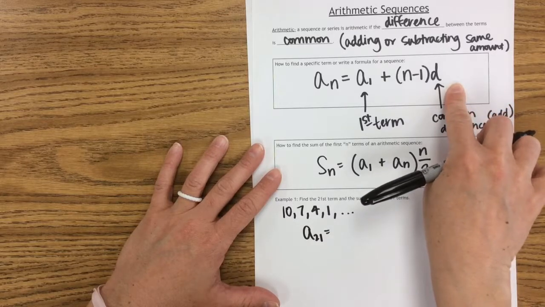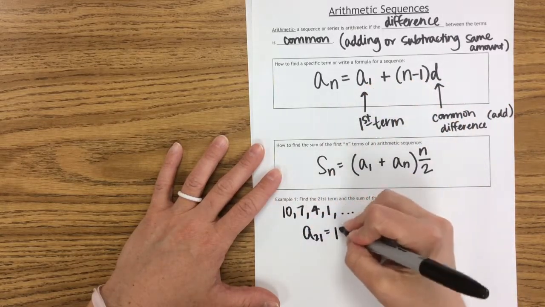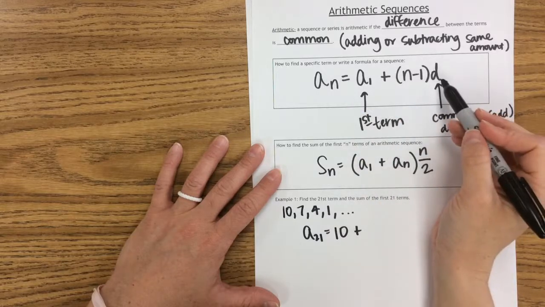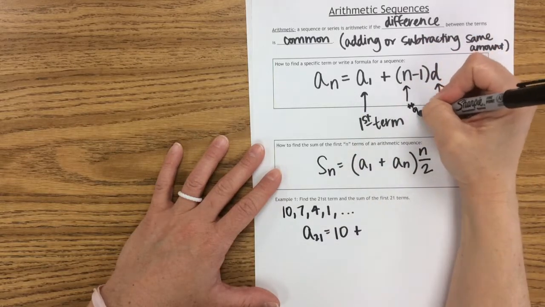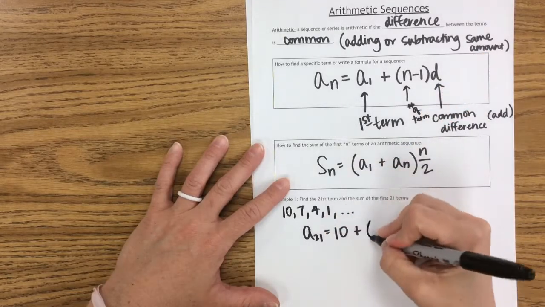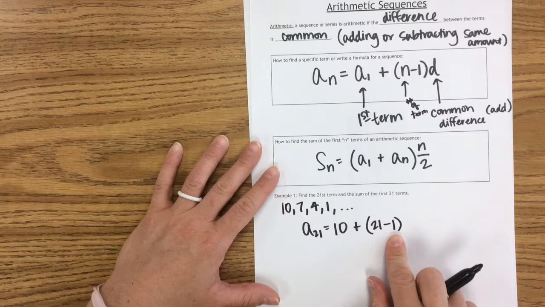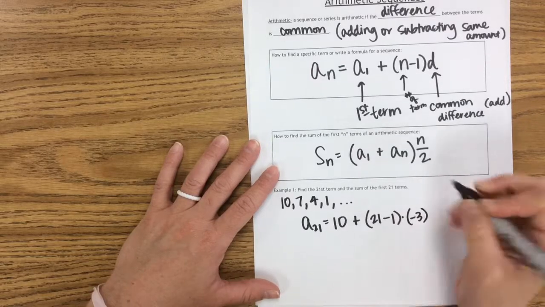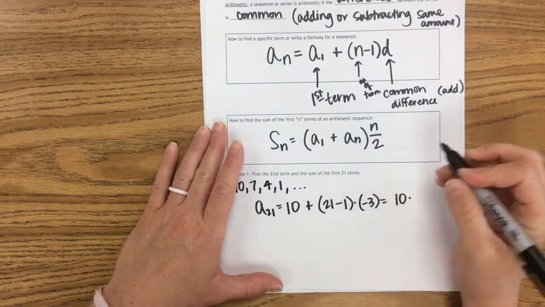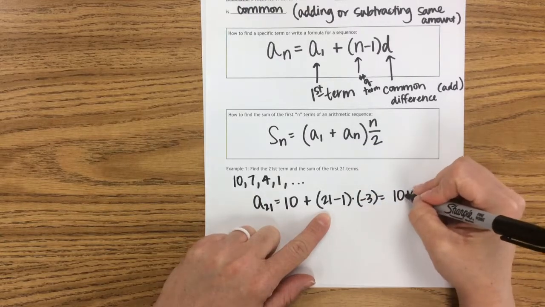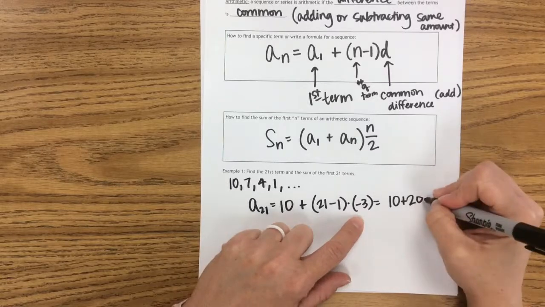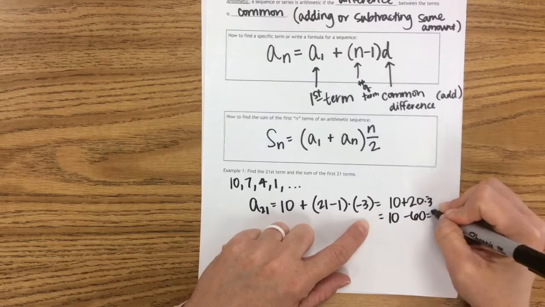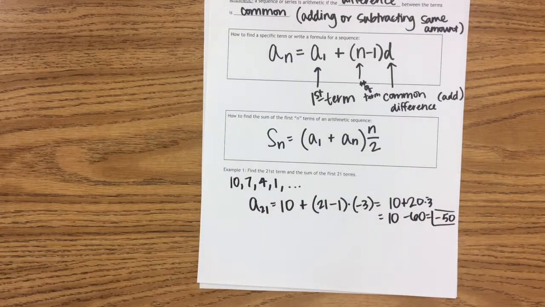So to find the 21st term, we'll use this. This is the formula to find a specific term, and it says always start with the first term. The first term here is 10. If you're writing it as a formula, you'd leave n like that, but n is the number of the term that you want. So in this case, I want the 21st term. So 21 minus 1, and then times the common difference. The common difference here is negative 3. So I'm going to simplify this a little bit. I get 10 plus 20 times negative 3, so 10 minus 60, so it'd be negative 50 is the 21st term.